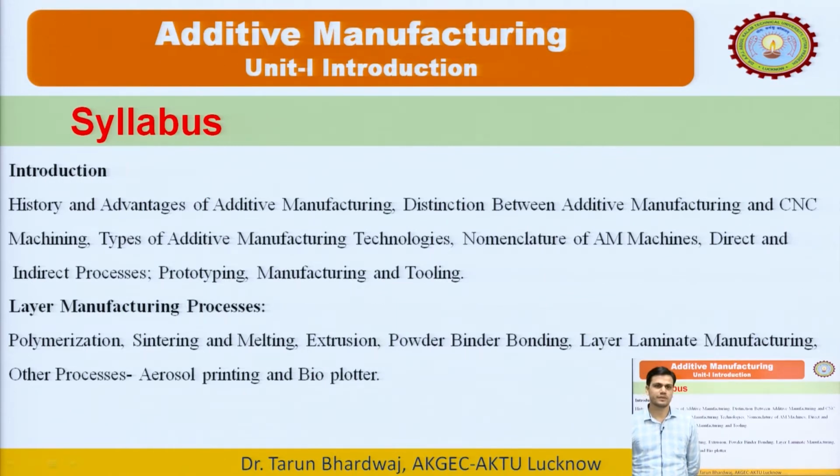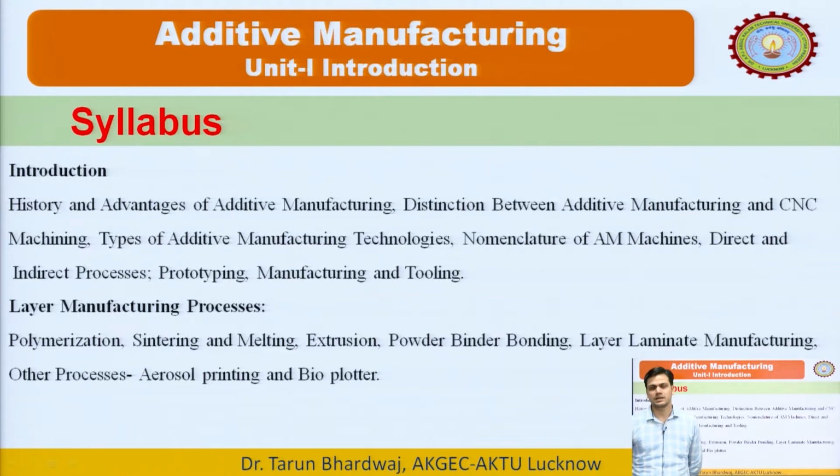In the unit number 1 syllabus, we have the history of additive manufacturing, the advantages of additive manufacturing, and the distinction between additive manufacturing and CNC machining, because both are computer aided techniques. We also cover the different types of additive manufacturing technology, the nomenclature of additive manufacturing machines, then the direct and indirect processes, prototyping, and manufacturing tooling.